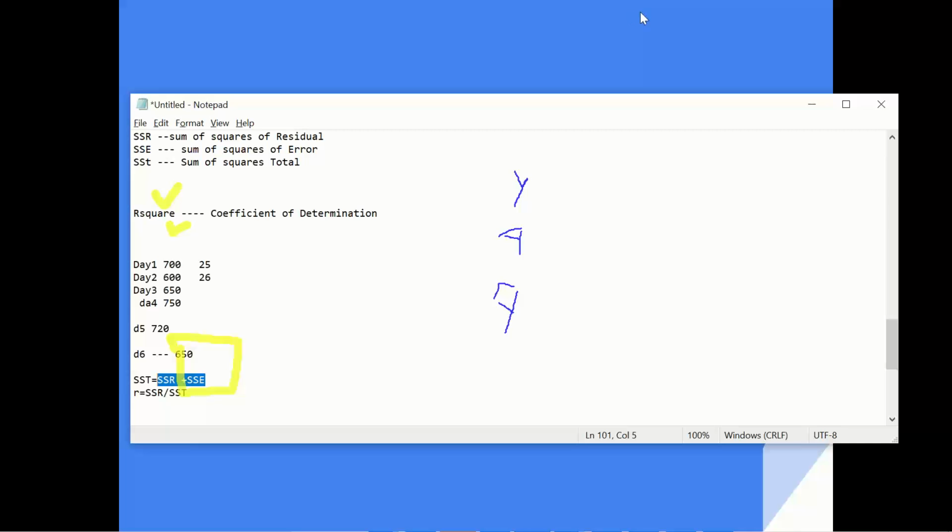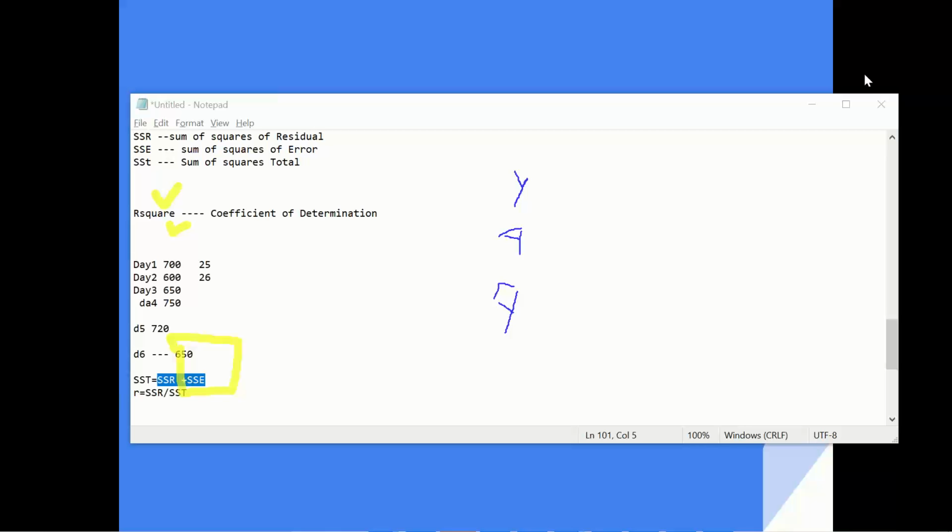Written? Have you all written that formula? R square equal to SSR divided by SSR plus SSE. Have you all written this? Okay. Now, suppose my SSE increases, what will be the impact on the R square? Will it increase or will it decrease?